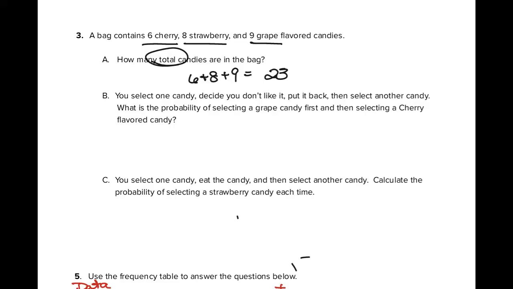You select one candy. You look at it, you're like, oh, I don't like that flavor. So you put it back in the bag. Then you select another candy. What is the probability of getting a grape candy first, and then selecting a cherry? Come on. All right, so I have a first draw and a second draw. Don't worry, it'll all be over after tomorrow's test.